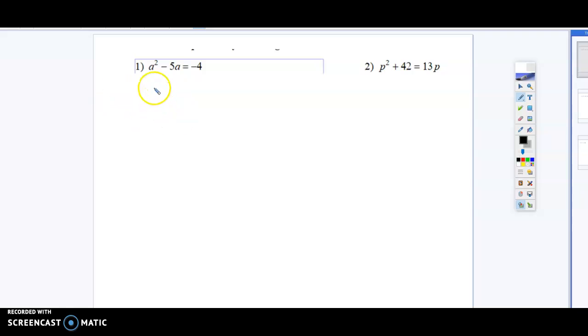Alright, so we're going to go over how to factor. Our first thing is that we want it in standard form. When I say standard form, I mean that ax squared plus bx plus c equals 0.